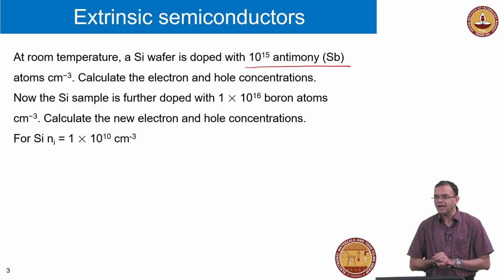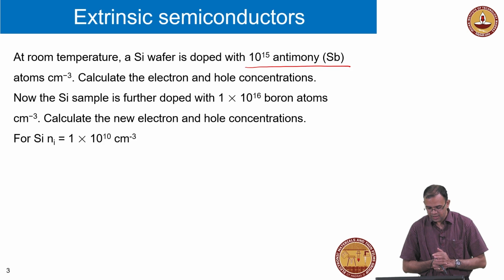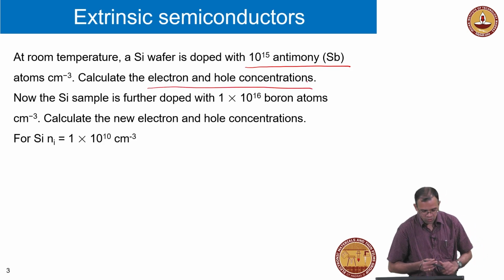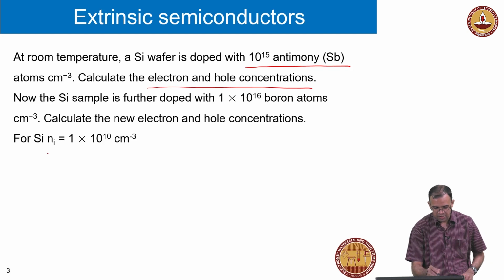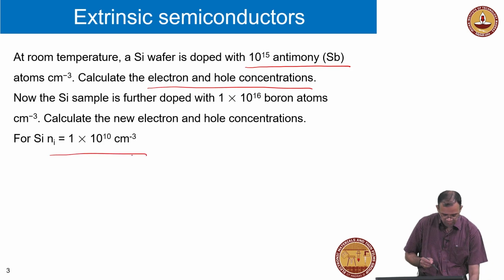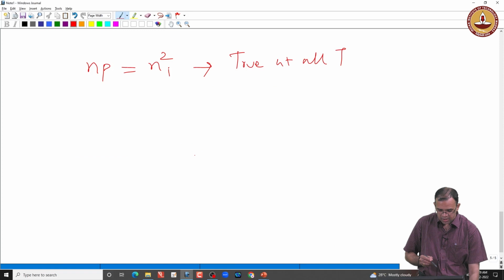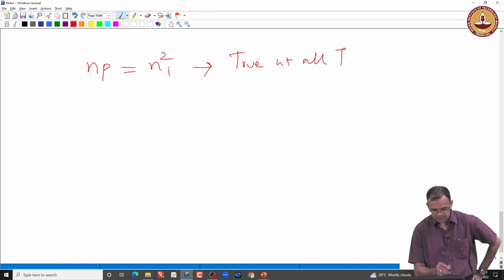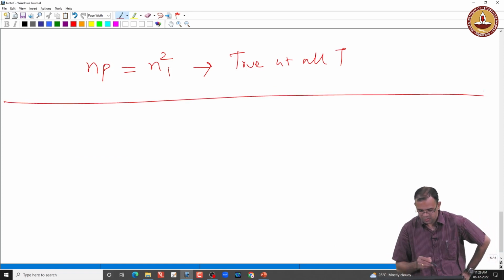So antimony, anyone know what group it is? It's N type. What group on the periodic table? Pentavalent, right? So group 5. So they are pentavalent, group 5. Now we want to know what the electron and hole concentrations are, and this is information that we would have. So let's go here. I don't want to waste the space, so we'll do this.